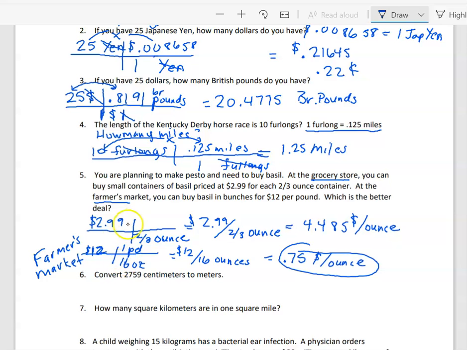There's another way that we could have converted them all to pounds. In fact, I figured it out that way. It doesn't matter whichever way you want to work that problem.